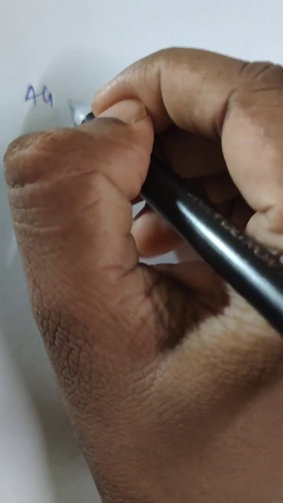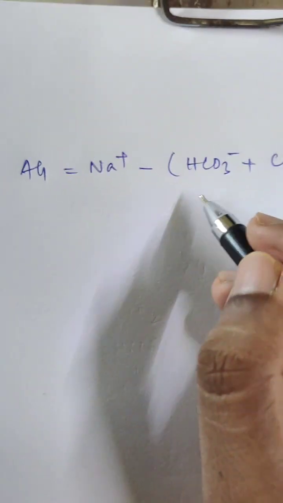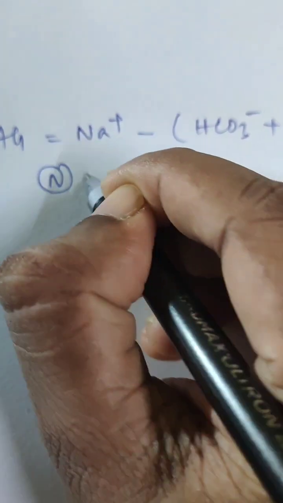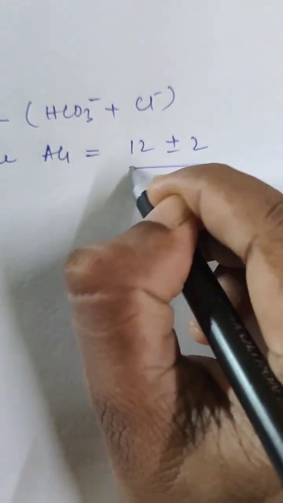Now after the primary diagnosis of respiratory acidosis, metabolic acidosis, respiratory alkalosis or metabolic alkalosis, these four, we have to know a concept called anion gap, AG. The formula of anion gap will be sodium minus bicarbonate plus chloride. Simple formula, you have to remember this. And the normal value of anion gap will be 12 plus minus 2. You have to remember this, 12 plus minus 2.